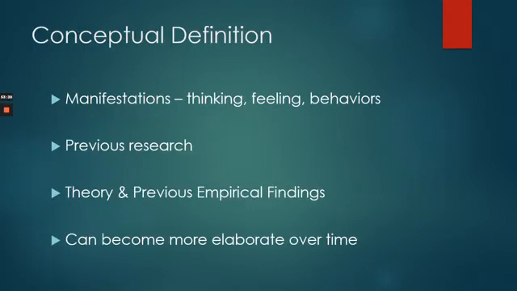And of course, the big thing about this is your conceptual definition. So in your conceptual definition of your psychological construct, you think about all those different manifestations. How does a narcissist feel? How does a narcissist think? How do they behave? And so our conceptual definition should have all these different types of manifestations of that construct.